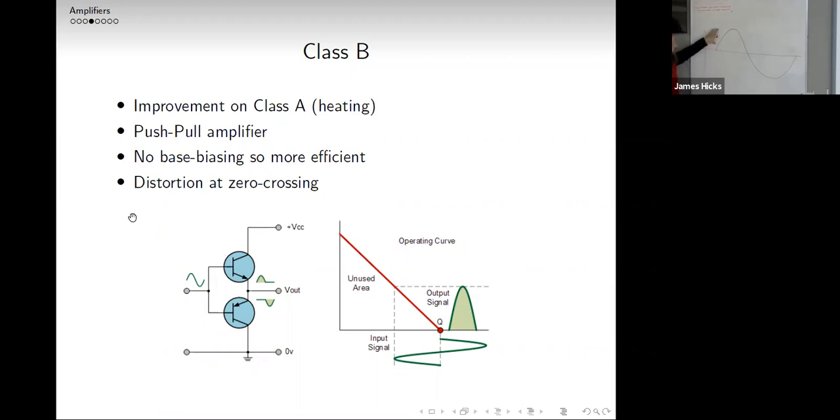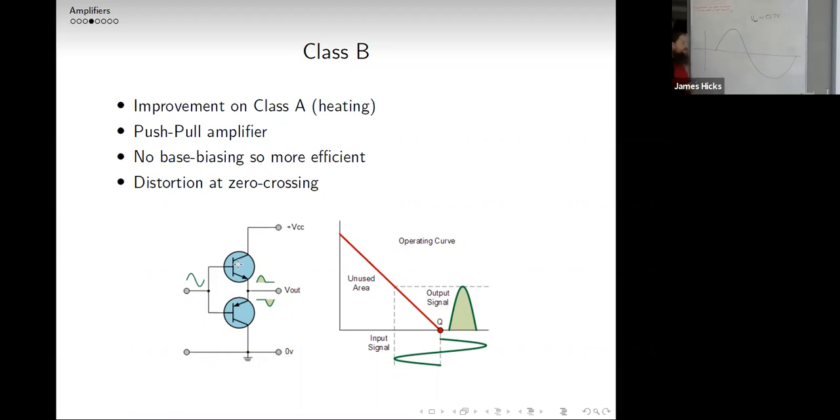In this case, the top part of that would be dealt with by the top transistor. When it goes negative, that's handled by the bottom transistor. It all looks fine. But what we haven't thought about is that it actually takes about 0.7 volts to get the base emitter junction to turn on and start working.